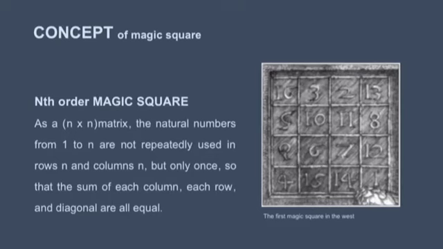The n-order magic square means that the natural numbers from 1 to n squared are written in an n by n matrix, n rows and n columns, so that the sum of each column, row, and diagonal is all the same. In Korean, the magic square is called 마방진. Ma means the mysterious magic, bang means square, and jin means to lay out. So the magic square means that a combination of mysterious numbers is arranged in a square.